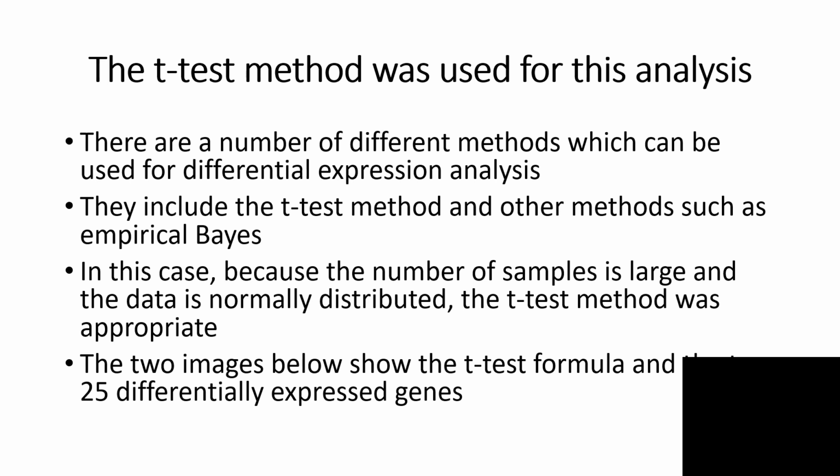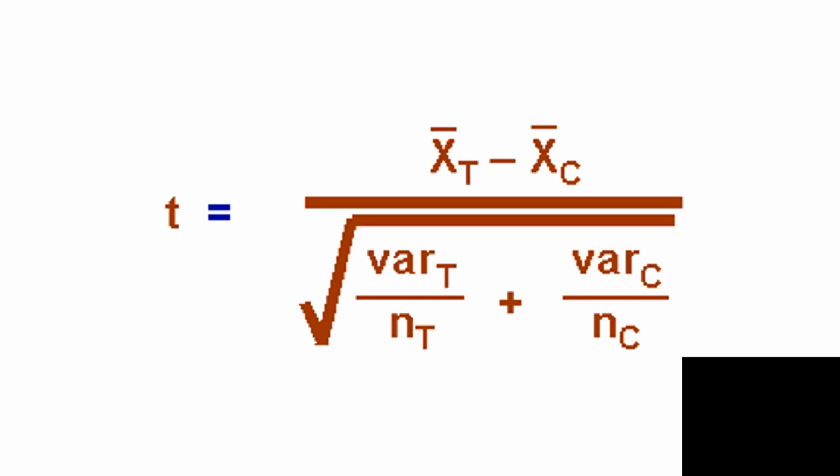Now, the t-test is a good method if you have a large number of samples and the data has been normalized, and both of those factors are true in this case. However, if you have a very small number of samples, you may want to consider using the empirical Bayes method. Empirical Bayes also has a number of variations, some of which are non-parametric, so they do not make assumptions like normality. This slide just shows the formula for the t-test.